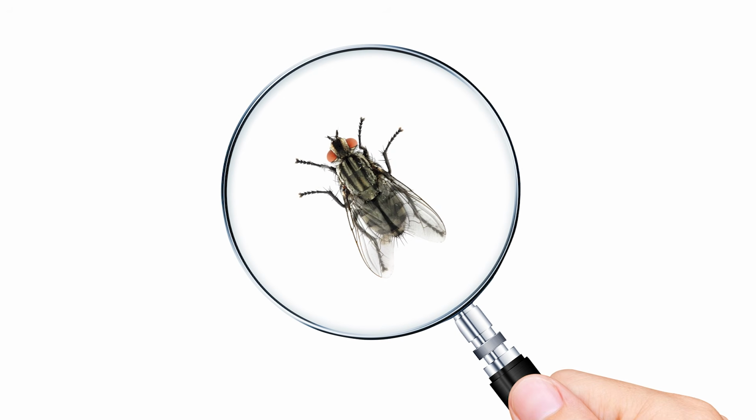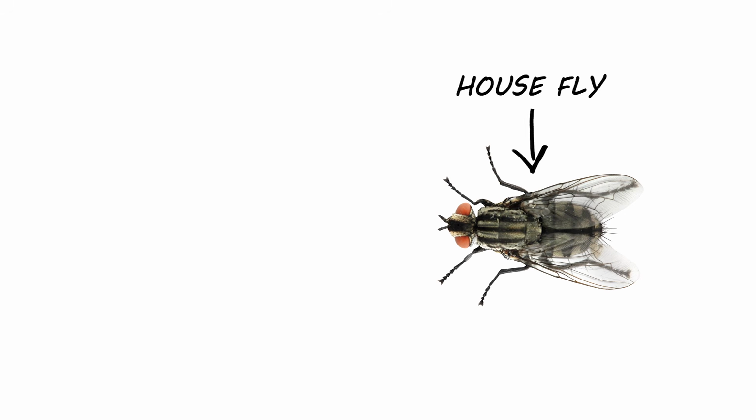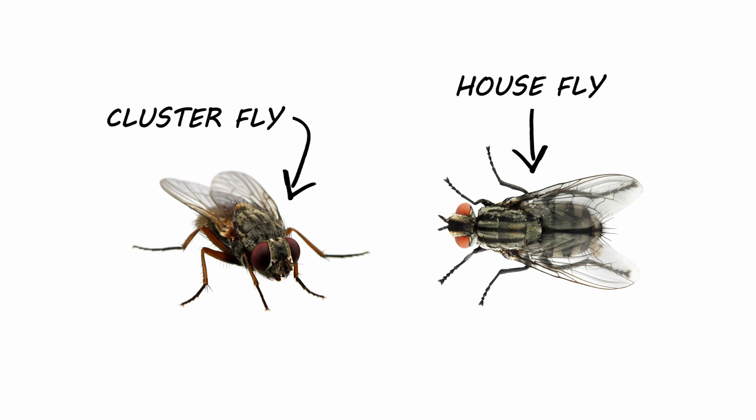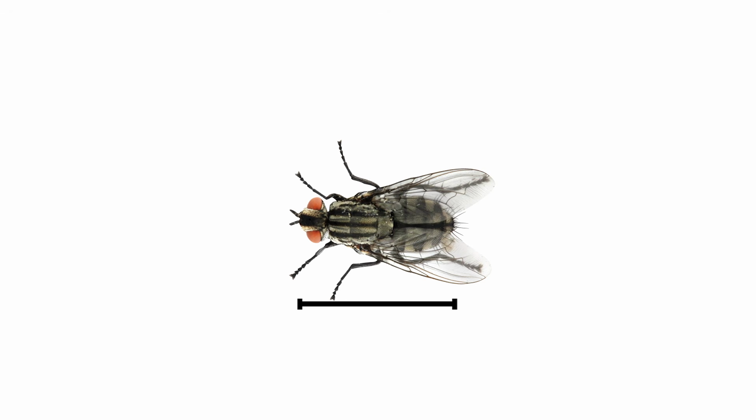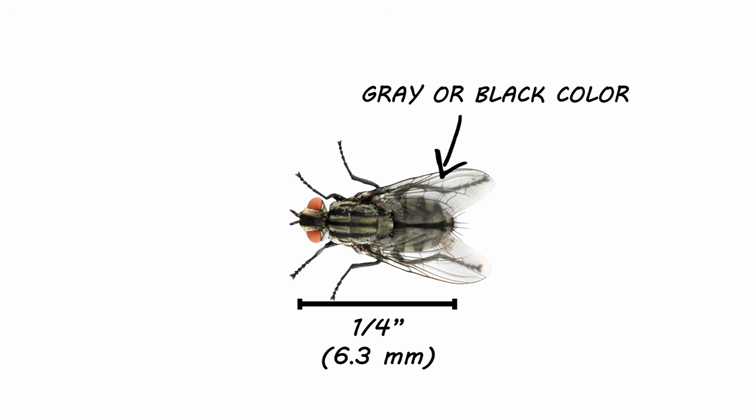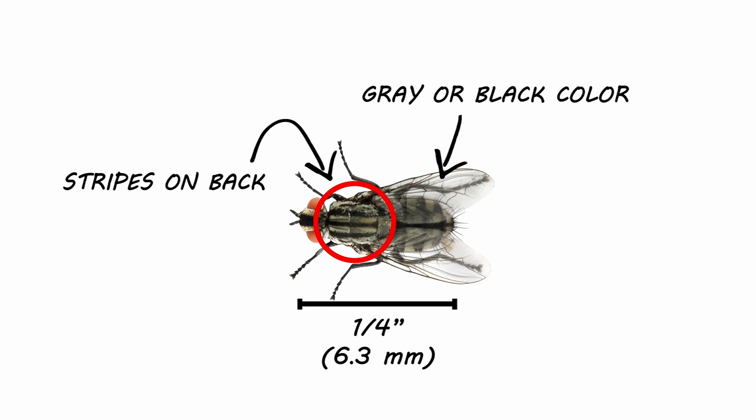For proper control, you need to first identify housefly activity. Houseflies are often mistaken for other fly types, like cluster flies. They might look the same, but require different control techniques. The common housefly is typically around 1/4 of an inch in length. They are usually gray or black in color, with stripes on their backs. They have 2 short wings that do not overlap.